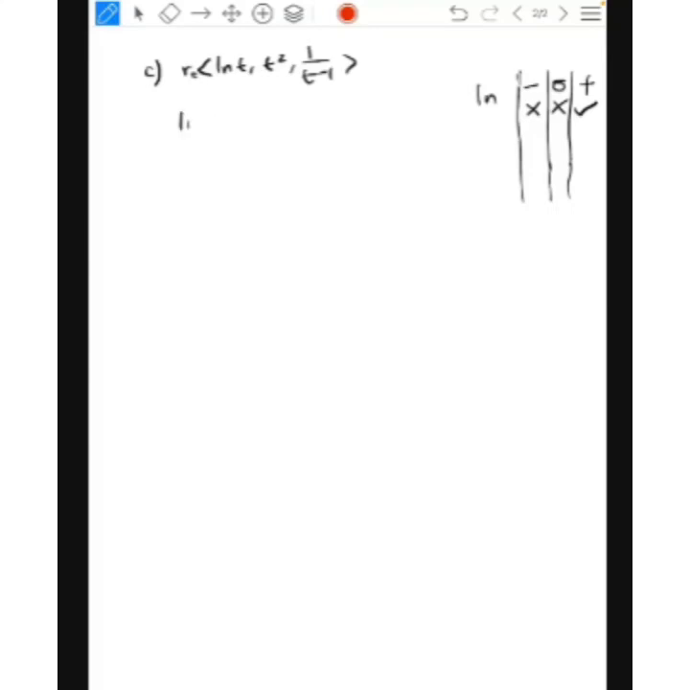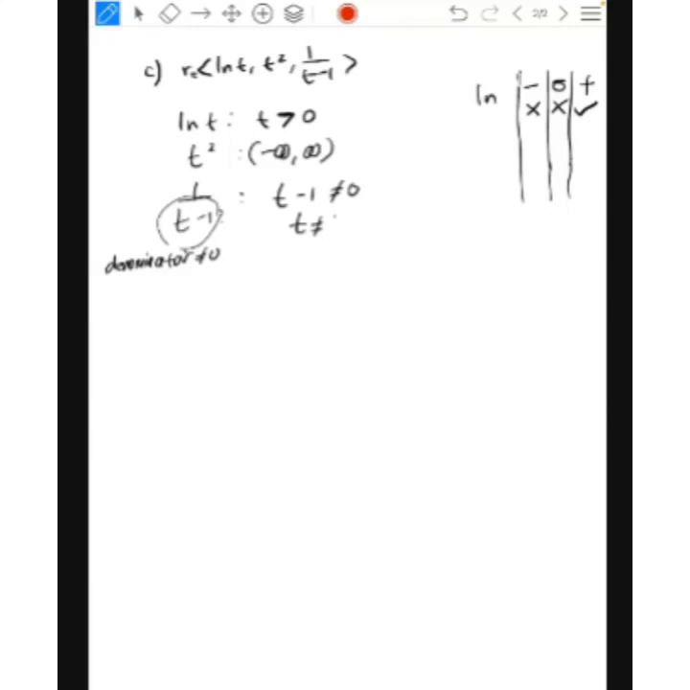So for ln t, your t must be greater than 0, not including 0, because if it's equal to 0, it's undefined as well. And then t squared is from negative infinity until infinity because it's a polynomial. For 1 over t minus 1, obviously the t minus 1 cannot be equal to 0, right? The denominator cannot be equal to 0. So in here, t cannot be equal to 1.